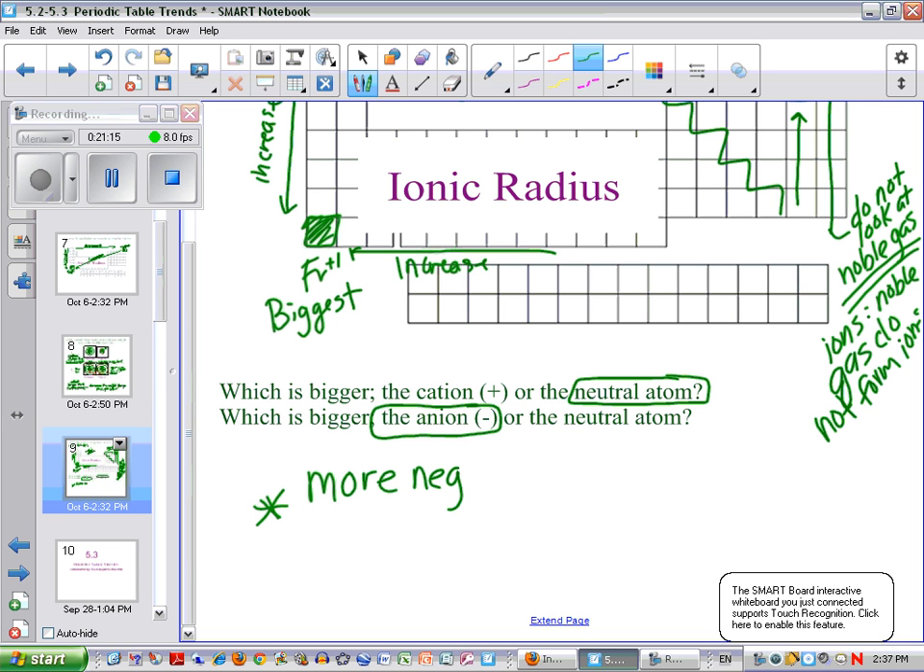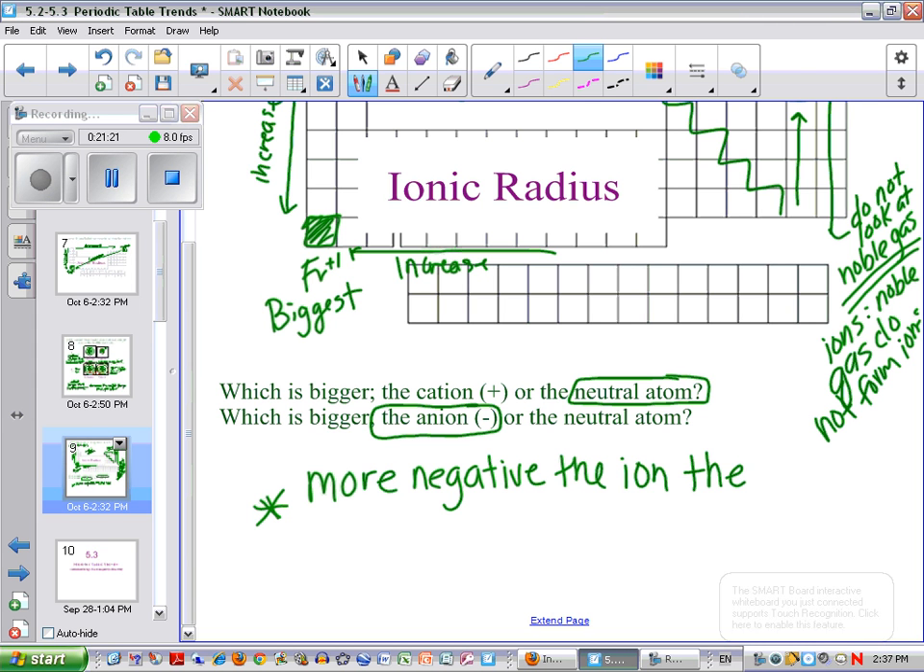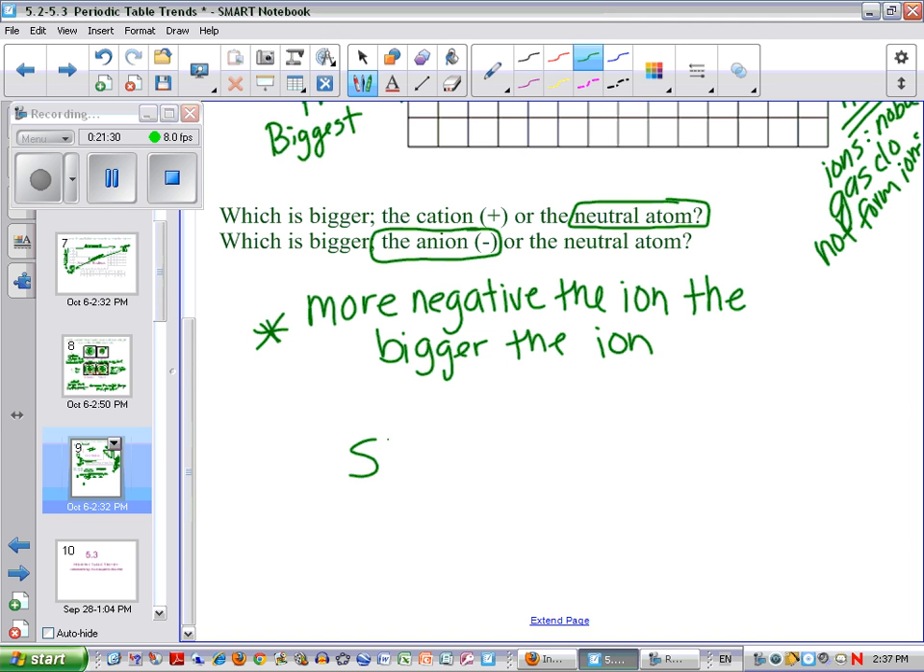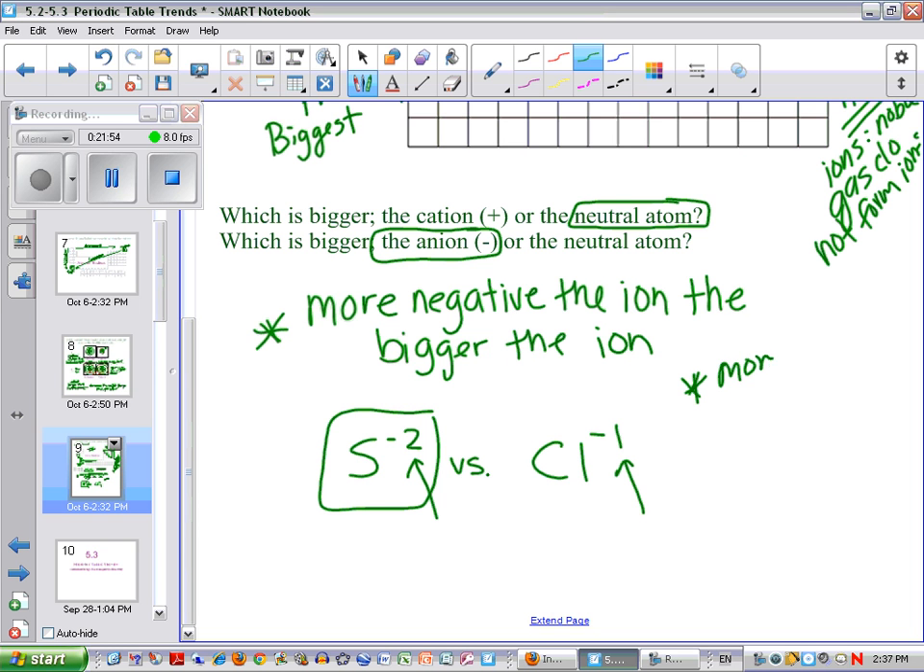The more negative the ion, the bigger the ion. So if you have something like S-2 versus Cl-1, I don't even need to look at a periodic table. Who's going to be bigger? S-2, because -2 is more negative than -1. Might be easier to think of this as the more positive you are, the smaller you are. I like that, actually. I've never done that before, but we're going to look at it this way. The more positive, the smaller you are.